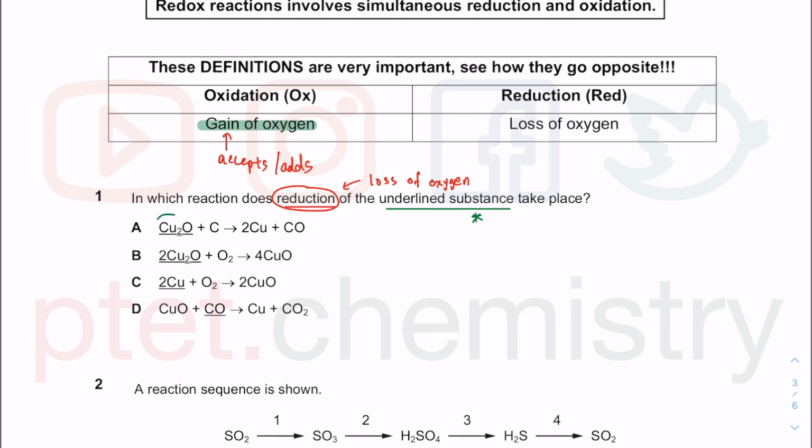If we look at this underlined substance, this is Cu2O. There's 2 copper and 1 oxygen. Now it goes from here to here. The copper going from Cu2O to Cu. So what has happened is the Cu2O loses oxygen. And what happens when it loses the oxygen? Then you form just Cu. Because this is copper oxide.